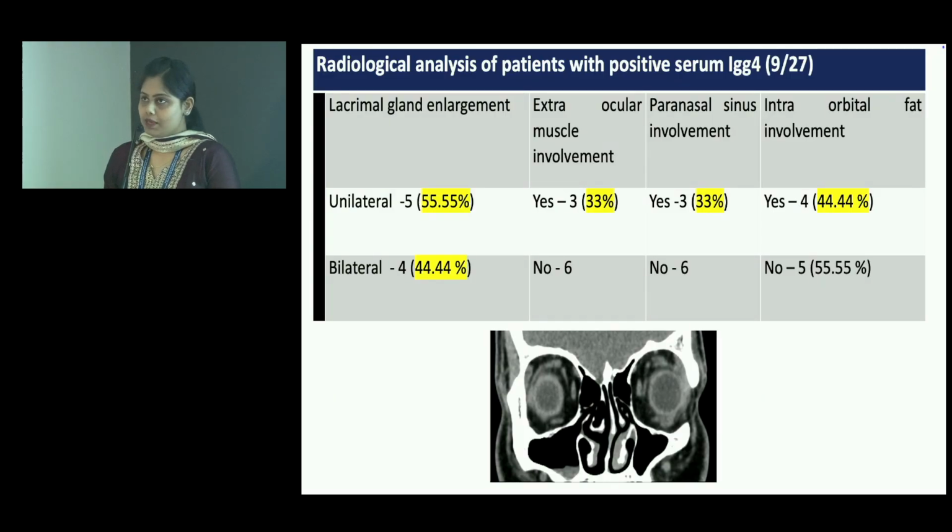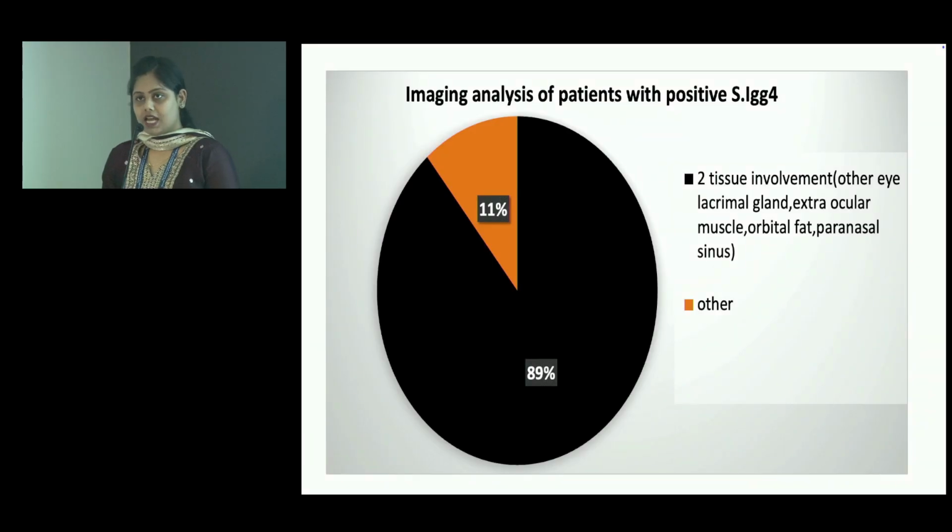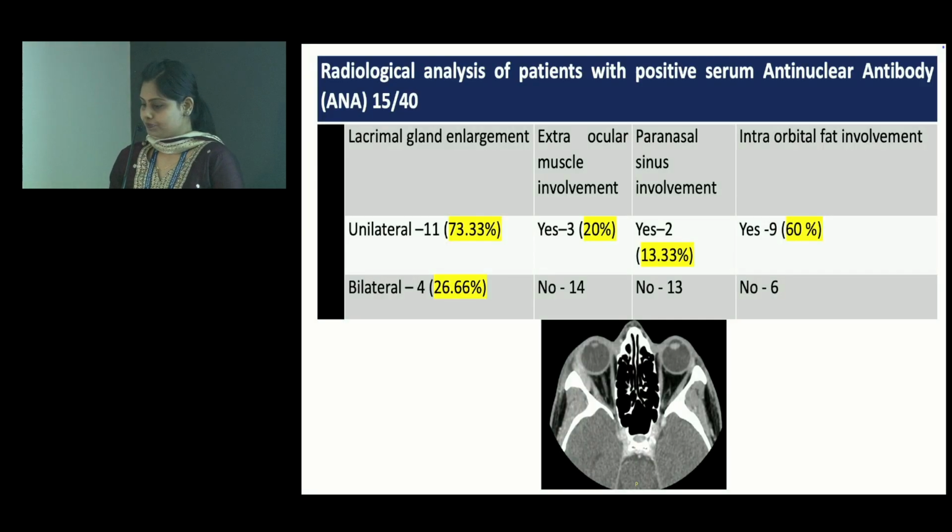Looking at the radiological imaging of IgG4 positive patients, out of 9 patients, 5 had unilateral lacrimal gland enlargement, 4 had bilateral, 3 had associated extraocular muscle involvement, 3 had paranasal sinus involvement, and 4 had intraorbital fat involvement. Here we could see that 89% of the patients with serum IgG4 positivity had 2 tissue involvement in radiology. That is, either the opposite eye lacrimal gland, or extraocular muscle, or intraorbital fat, or paranasal sinus.